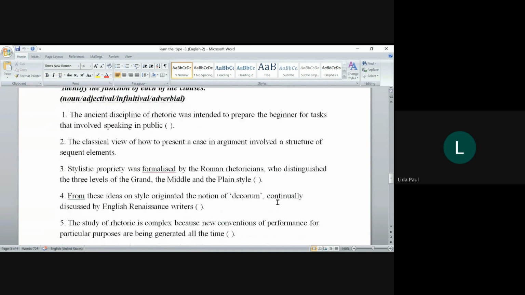The first sentence, right? So you have two tasks now. You will have to pick out the subordinate clause and then tell me what it is functioning as, what kind of subordinate clause this is, okay? The ancient discipline of rhetoric was intended to prepare the beginner for tasks that involved speaking in public.